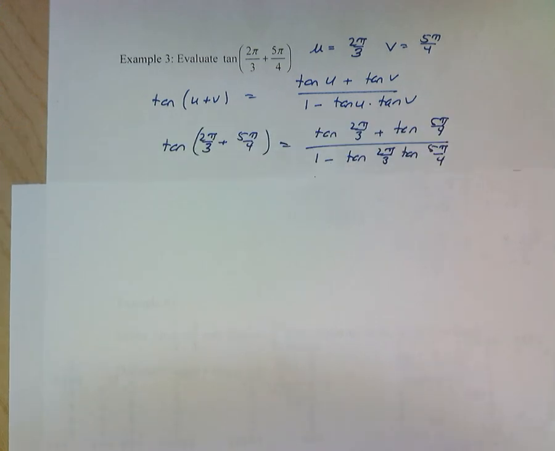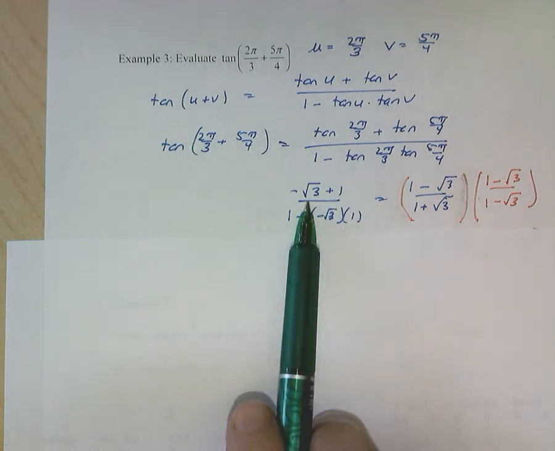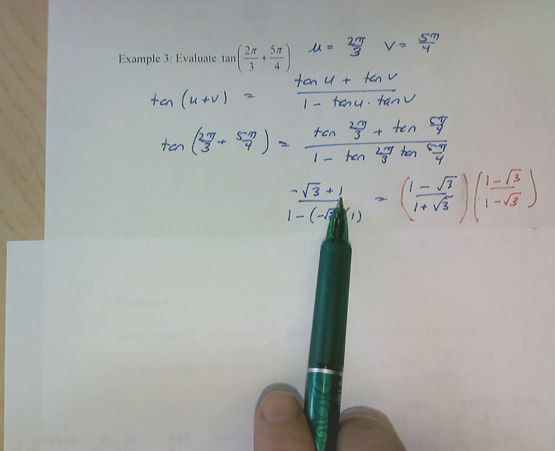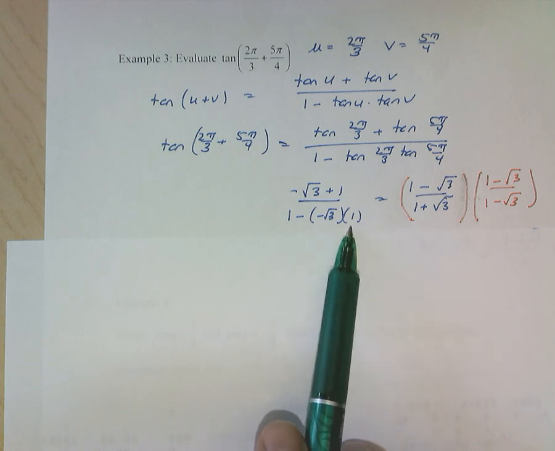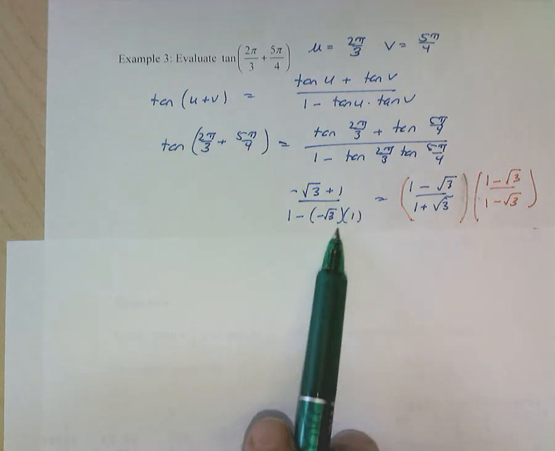I replace all the u's with 2 pi over 3, and I replace all the v's with 5 pi over 4. Then I replace all those values with the numbers from the unit circle. So tangent of 2 pi over 3 is negative square root of 3. Tangent of 5 pi over 4 is a positive 1. Then I have 1 minus tangent of 2 pi over 3 times the tangent of 5 pi over 4. And be very careful. If you get anything wrong here, everything's going to be wrong after that. So make sure that these numbers are correct.